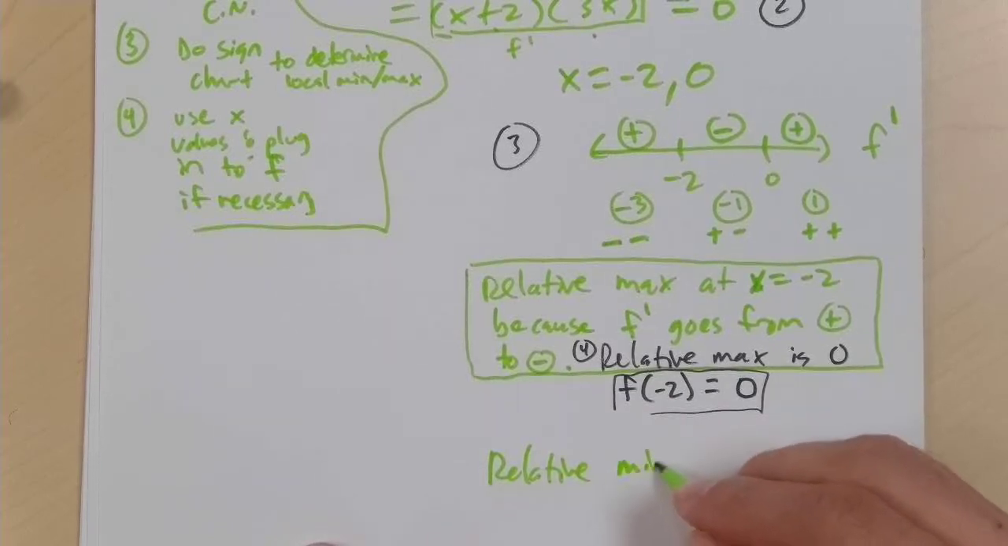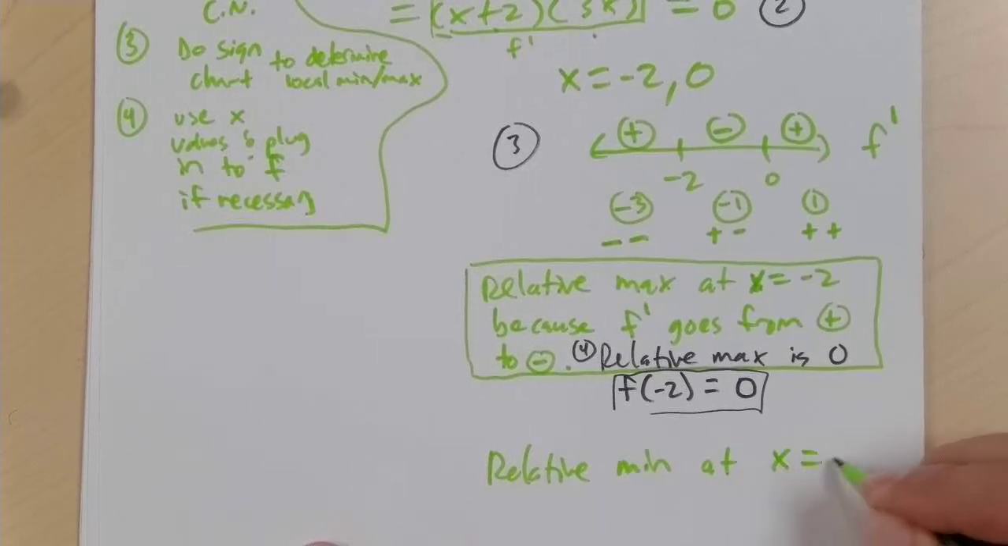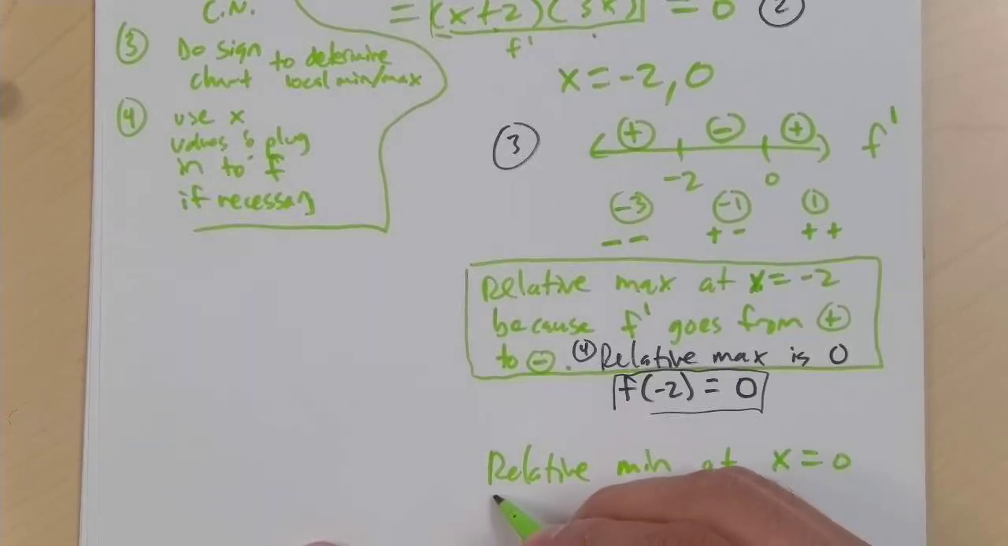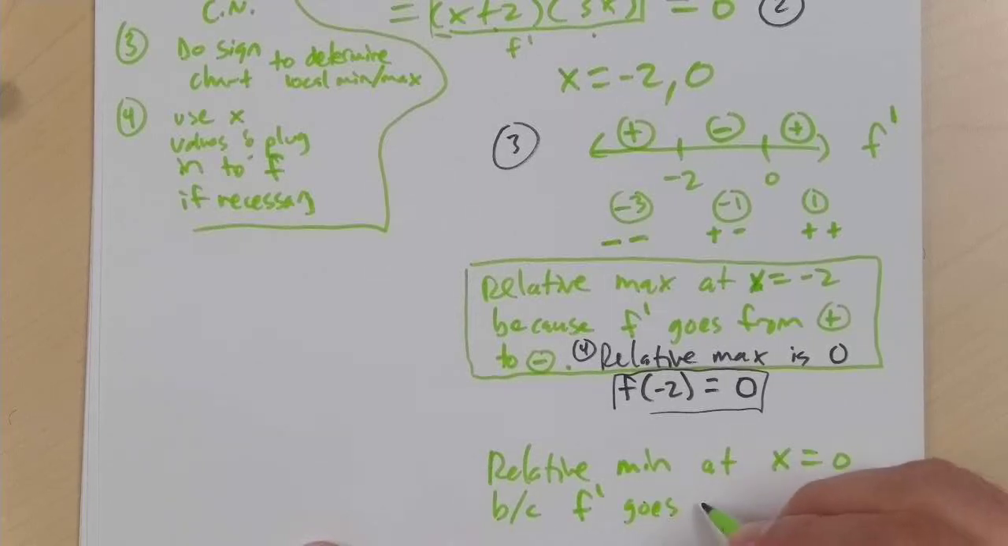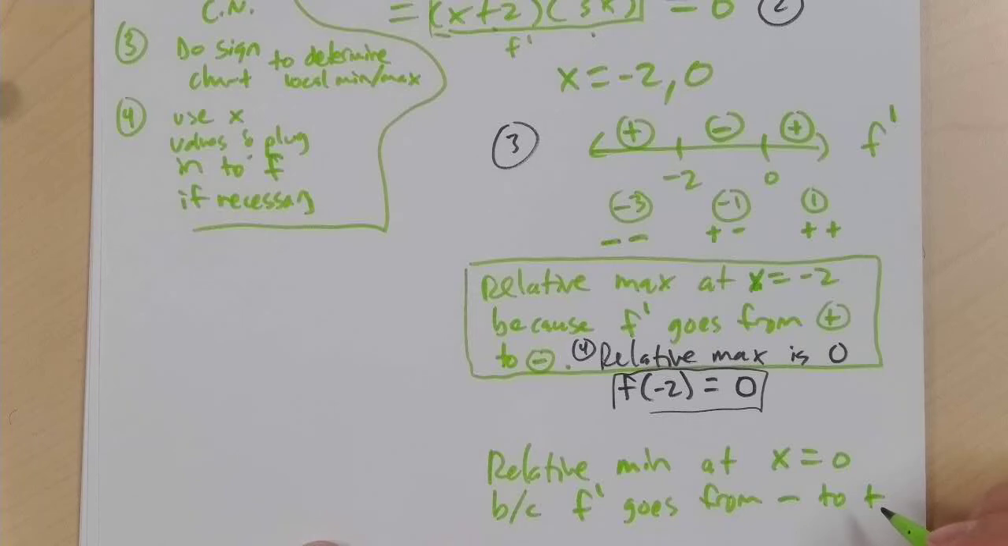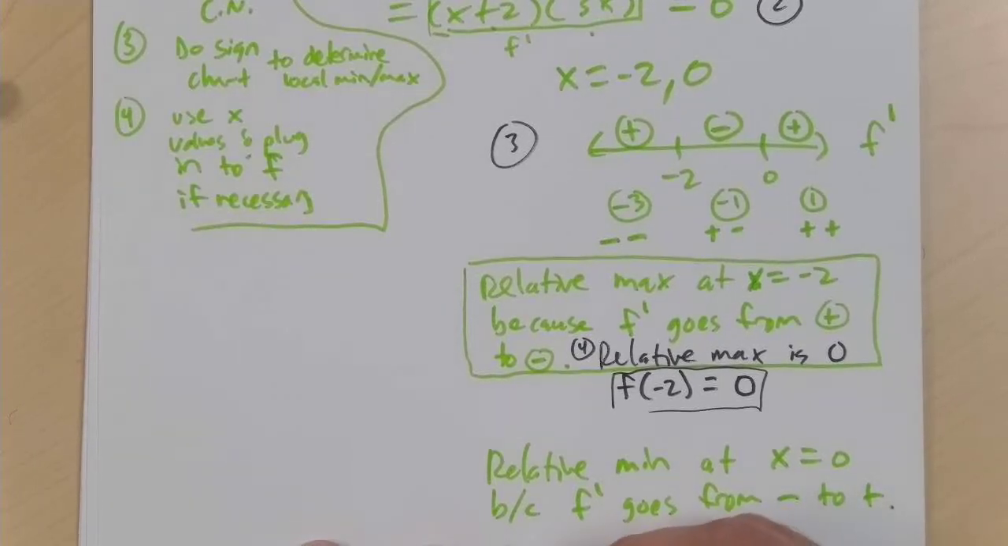minimum at x equals 0 because the derivative goes from negative to positive. And the relative min is, let's see, plug in 0.